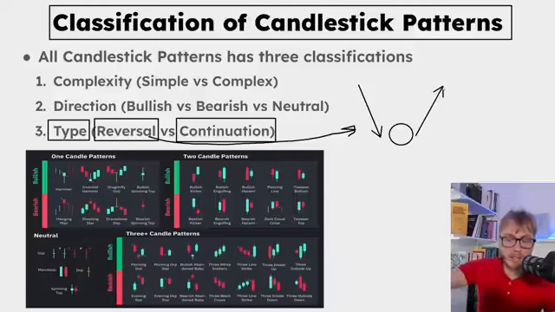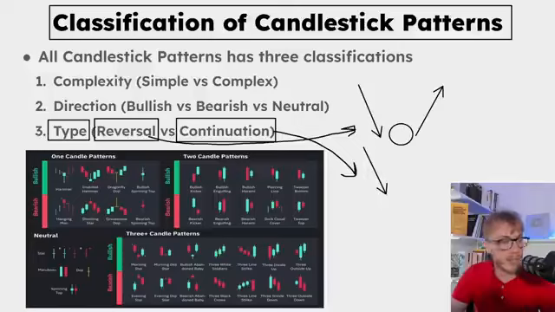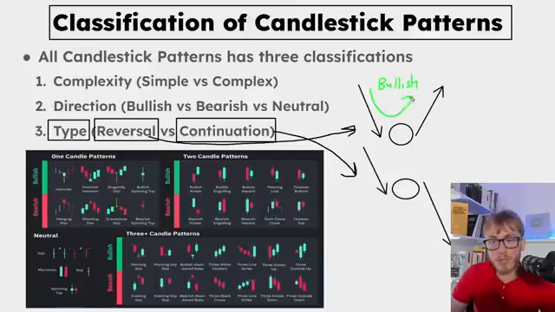So reverse the price in the opposite direction. While a continuation pattern means that, let's once again say that we have a downtrend, then the pattern appears. The goal of a continuation pattern is to continue the price to the downside. So for example, this pattern right here is a bullish reversal pattern because it indicates a reversal to the upside.